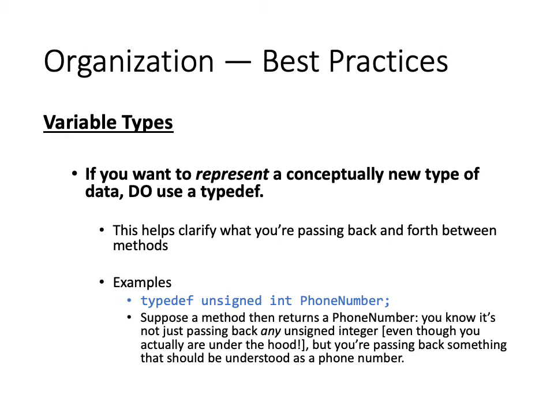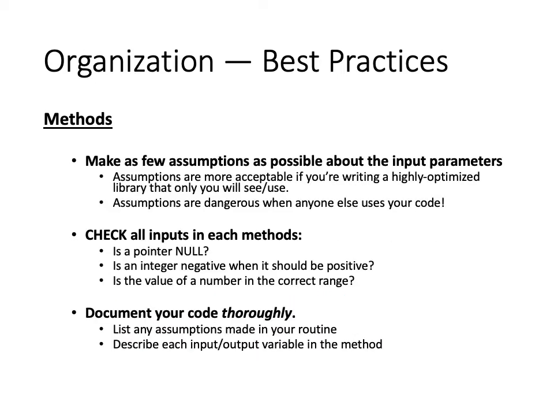But if you return it and it's an object of type phone number, even though from the compiler's perspective it's identical to an unsigned int, from the developer's perspective it makes a lot more sense because it's a lot more readable. It's kind of like self-documenting code. You're returning a phone number object as opposed to an unsigned int that could represent a phone number or a temperature or all kinds of things. So it helps you understand what's getting passed back and forth.